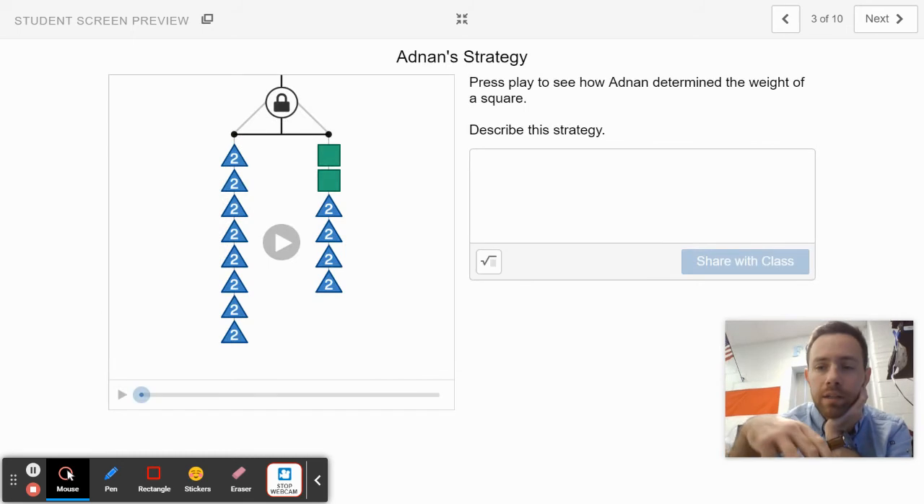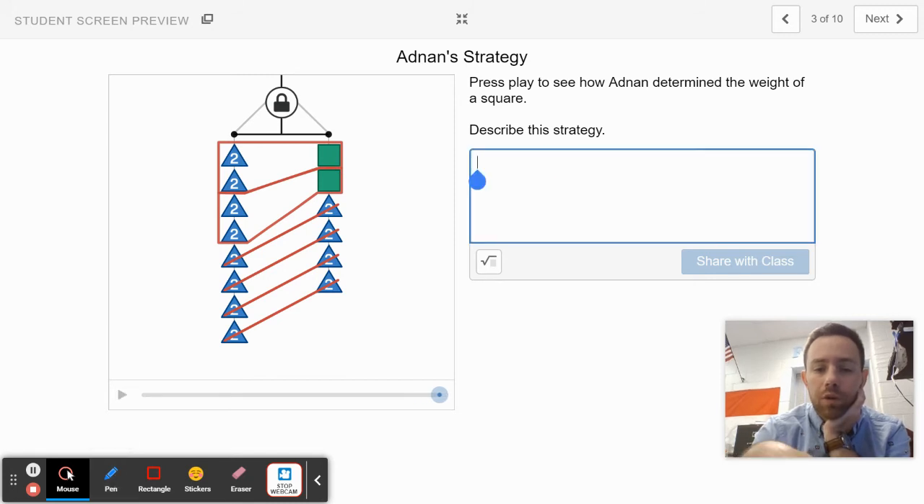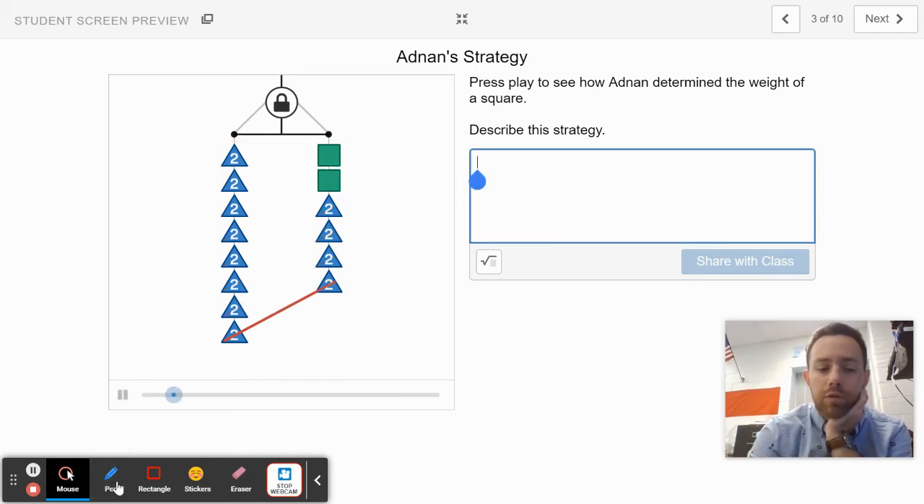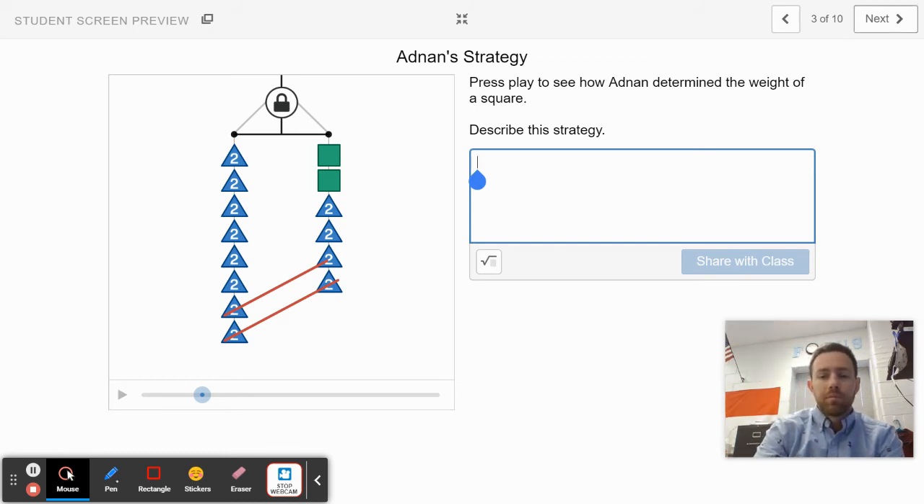Here's slide 3. On slide 3, your job is to press play to see how Adnan determined the weight of a square, and then you're going to describe his strategy. So see what he did, and then describe his strategy in your own words. Again, you can press play if you want to see his strategy again, but I want you to just try to describe his strategy in your own words, please, on slide 3, and then come back to Edpuzzle.